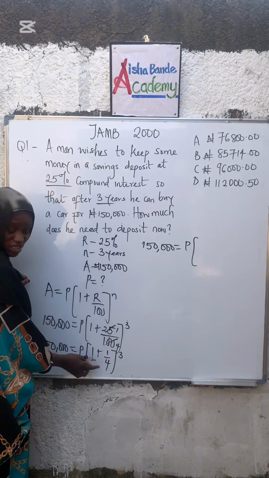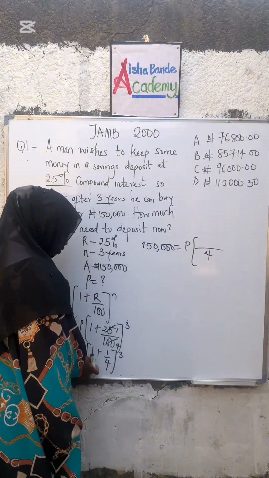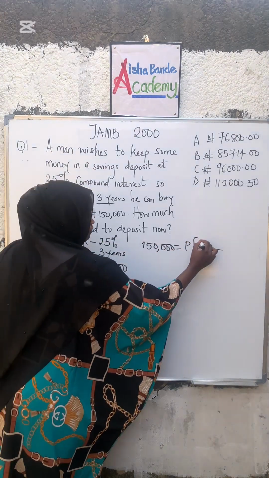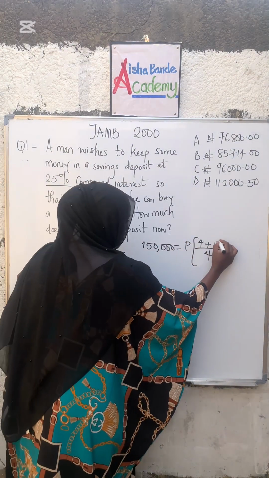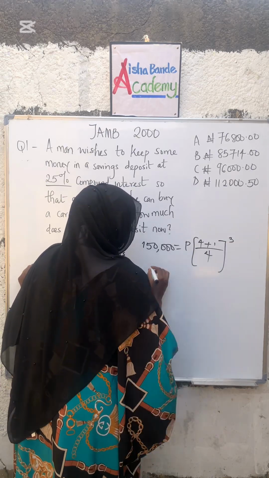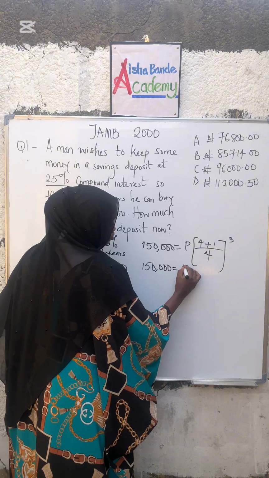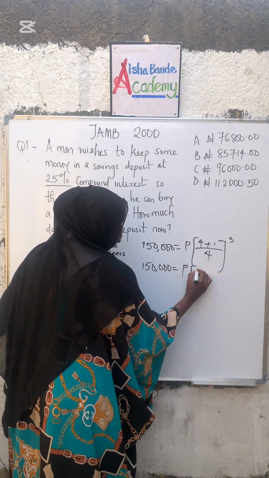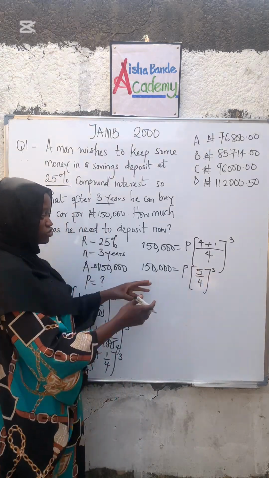So we simplify this. Here is same thing over 1. So the LCM there is 4. 4 divided by 1 is 4 times 1. 4 plus 4 divided by 4 is 1. 1 times 1, 1. Okay, raised to the power of 3. So here we have 150,000 is equal to P open bracket 4 plus 1, we have 5 over 4 raised to the power of 3. So we've simplified to this point.